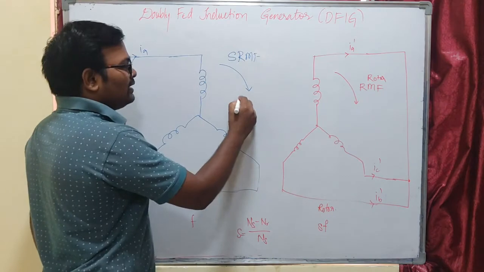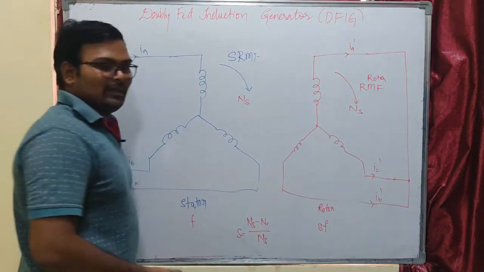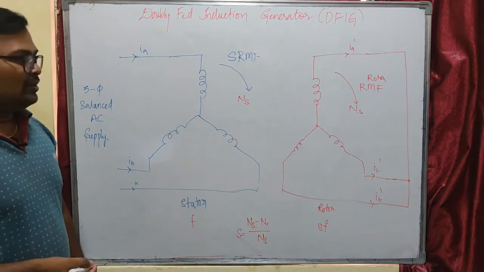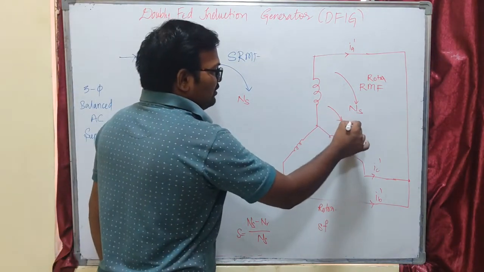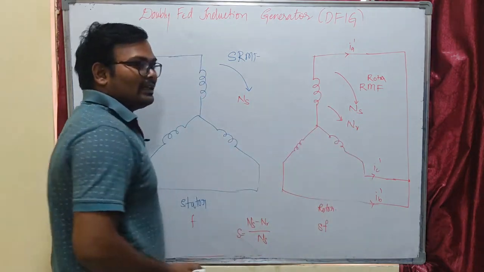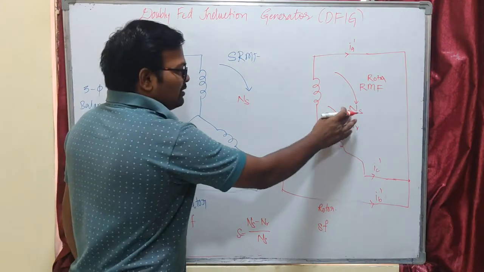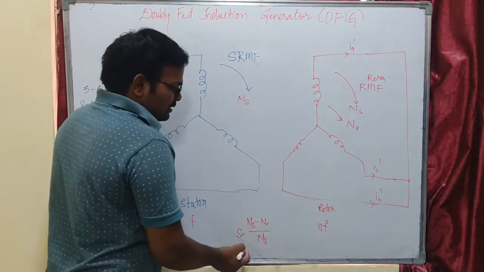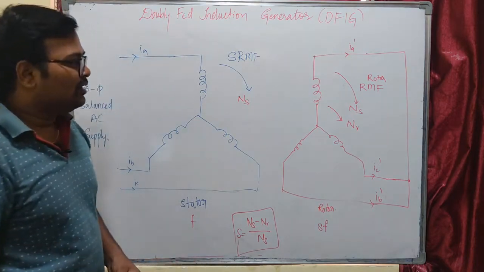The speed of the stator rotating magnetic field is synchronous speed, as well as the speed of the rotor rotating magnetic field. Now our rotor starts rotation at a speed of nr, in the direction of the rotating magnetic field. The difference between our synchronous speed and our rotor speed is called slip speed, and percentage slip is given by (ns minus nr) by ns. Up to this you know these concepts.